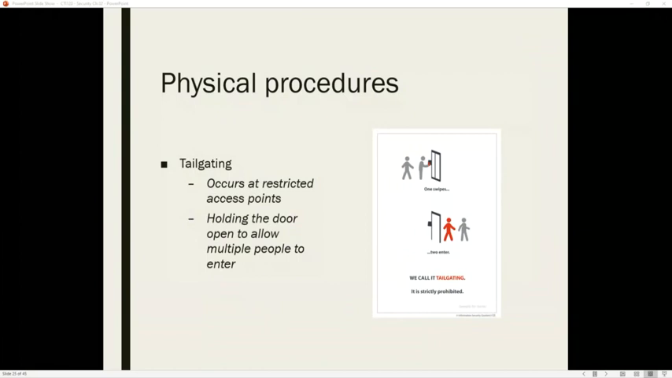Tailgating. This is a physical procedure to try and break into a location. This occurs at restricted access points, holding the door open to allow multiple people to enter. It's problematic because we only have one point of authentication for two individuals. So that means that the second person that comes in does not necessarily have the correct credentials to get in where they are, but they're still inside.